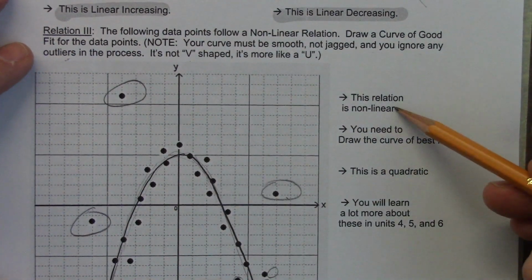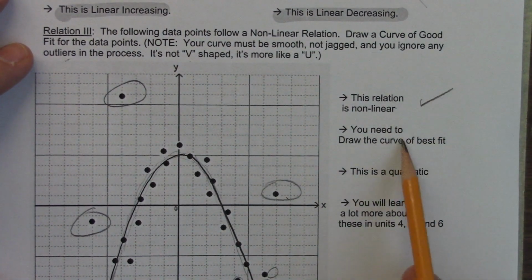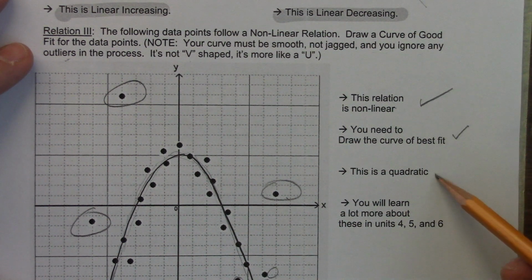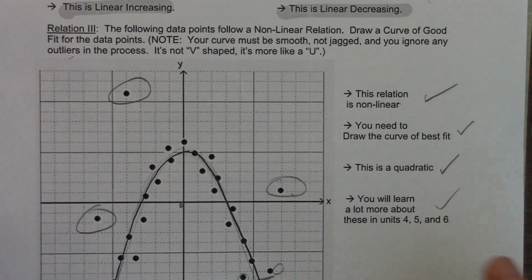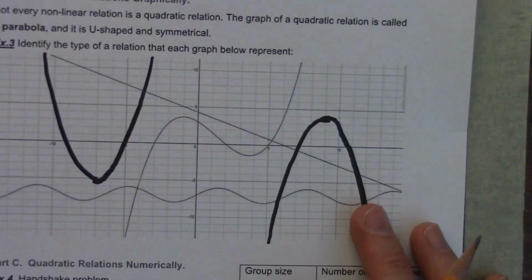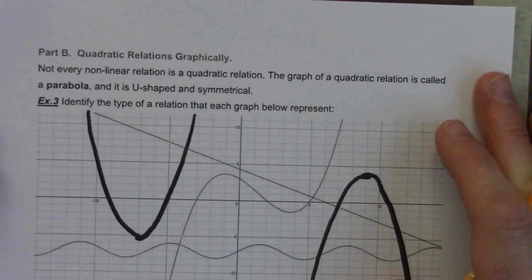So this is a relation that's nonlinear. You need to draw the curve of best fit. It is quadratic, and you'll learn more about these in 4, 5, and 6, which we'll learn now. Any questions so far? All right, moving right along.